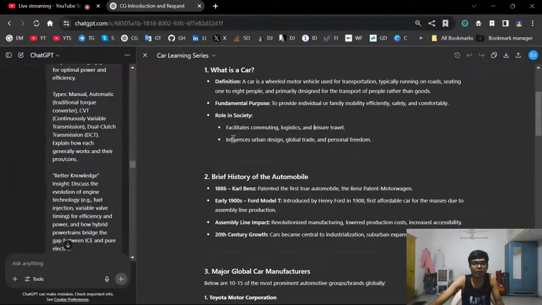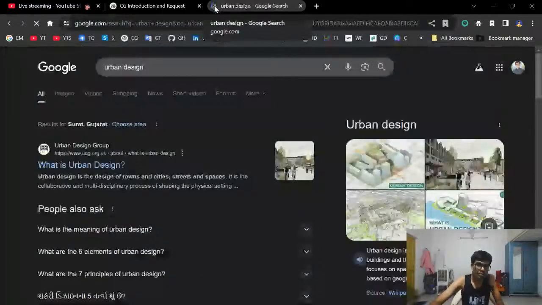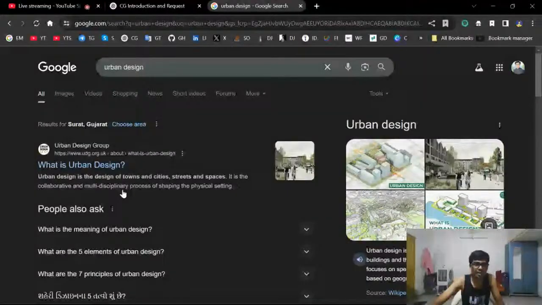Okay, then move forward: influences urban design, global trade, and freedom. Influences urban design. There are two terms: urban and rural. Rural is used for small villages. Urban is for big cities. Let's see what this term means. Urban design is the design of towns and cities. It is a collaborative, multidisciplinary process of shaping the physical setting.